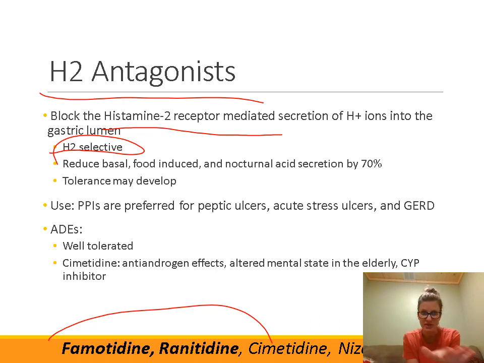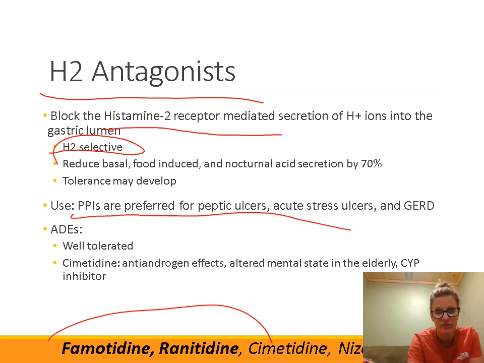These reduce the basal, food-induced, and nocturnal acid secretion by about 70%. However, tolerance usually does develop over time. So they usually work better in the beginning of therapy, and then as time goes by, they don't work as well. Now, use of H2 blockers has really decreased because of the availability of PPIs, proton pump inhibitors. Proton pump inhibitors are more effective, and they are preferred for peptic ulcers, for acute stress ulcers, and for GERD, gastroesophageal reflux disease.